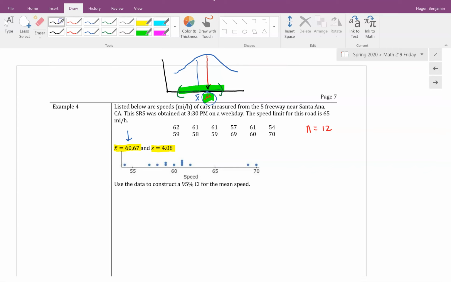I want to write out the 5 steps for our confidence interval. These are the 5 steps we need to follow every time. 1 is define the parameter and confidence level. 2 is state the method being used.